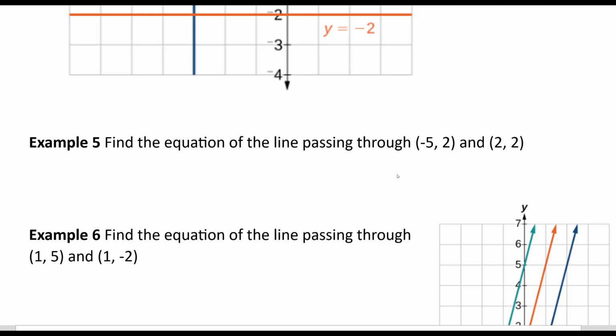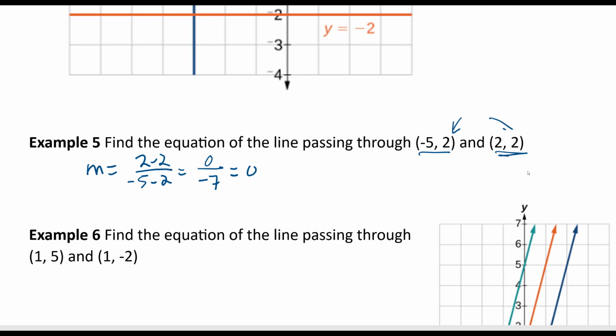So, example 5. Find the equation of the line that passes through (-5, 2) and (2, 2). So let's get our slope here. We have 2 minus 2 over -5 minus 2. So that's going to be 0 over -7, or 0.